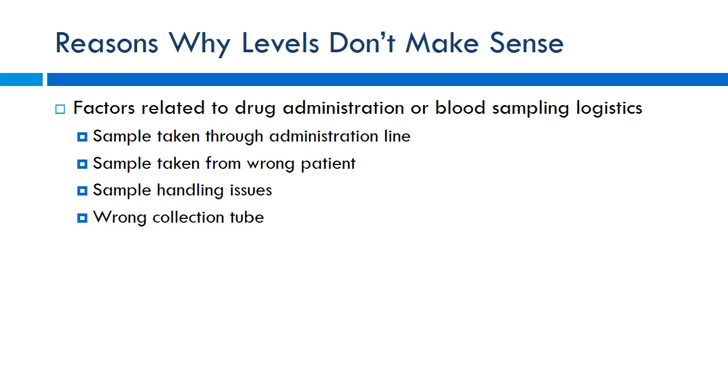We mentioned the sample handling issues. So if something needs to be on ice, make sure that was done appropriately. If it's in the wrong type of tube, all those can have effects on changing your levels. So these are all things you want to investigate when the level comes back and it doesn't really make sense to you.